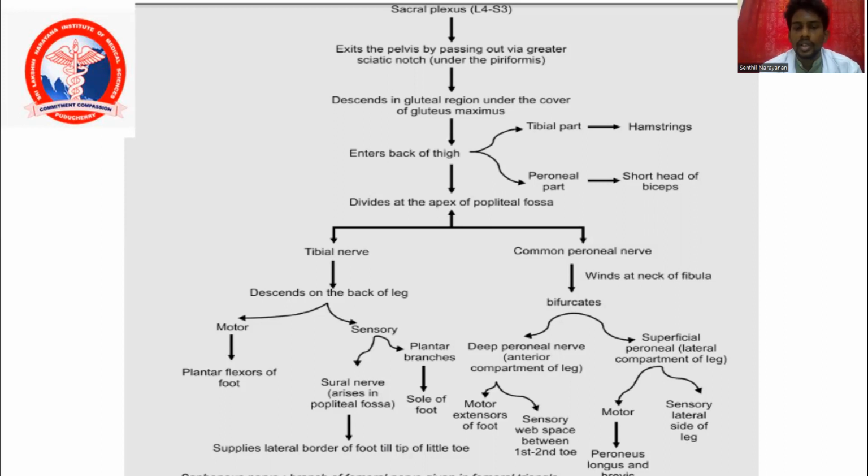Saphenous nerve, which is a branch of femoral nerve given in the femoral triangle, supplies the medial aspect of the leg and foot till ball of the great toe.